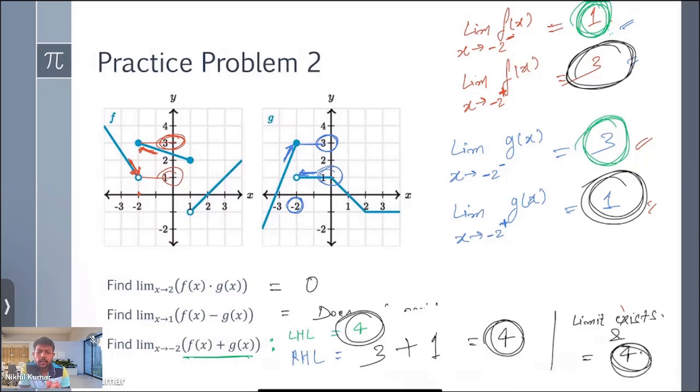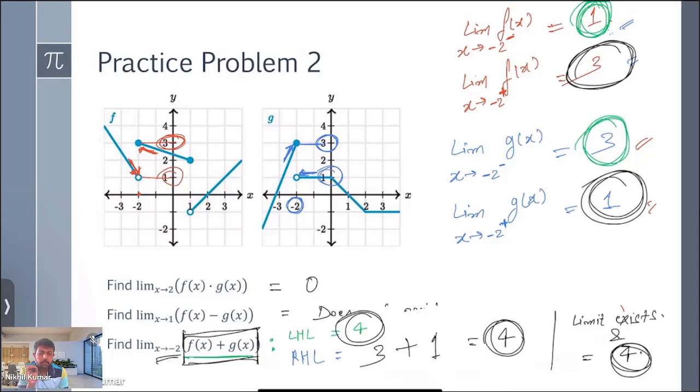So what did we see here? Even though individually limit of f of x did not exist at x equal to minus 2, limit of g of x also did not exist at x equal to minus 2, but still, the limit of combination of these two functions exists when x tends to minus 2. It's a very important point to keep in mind, students.